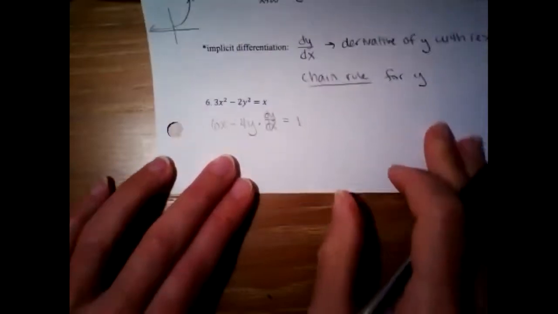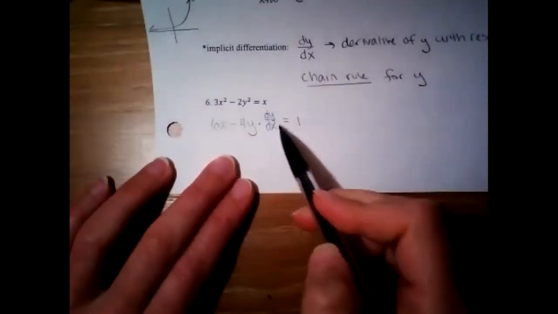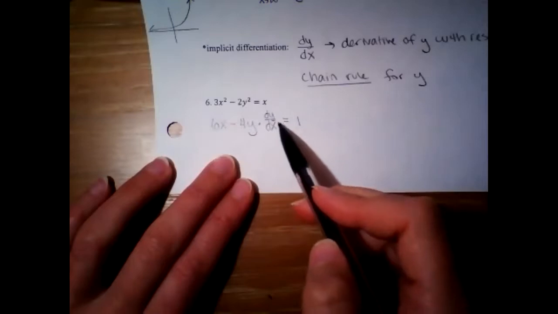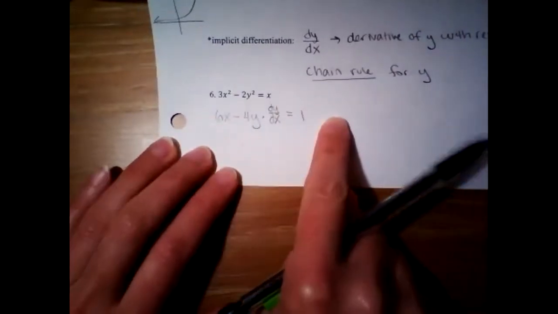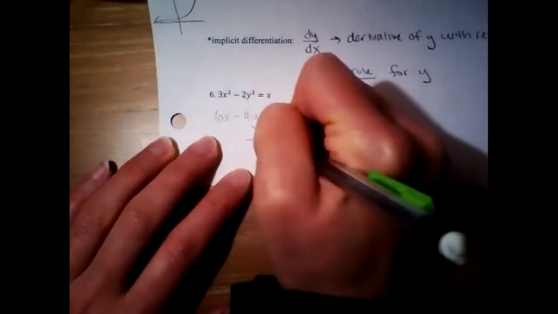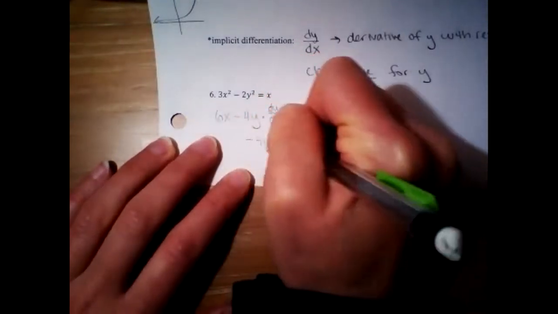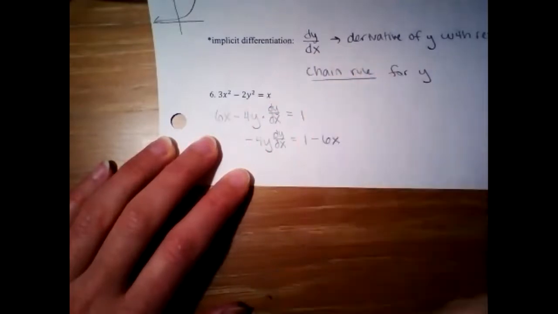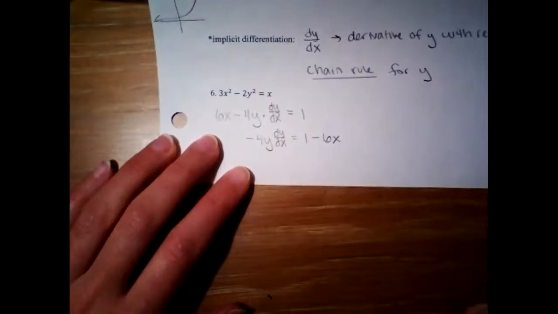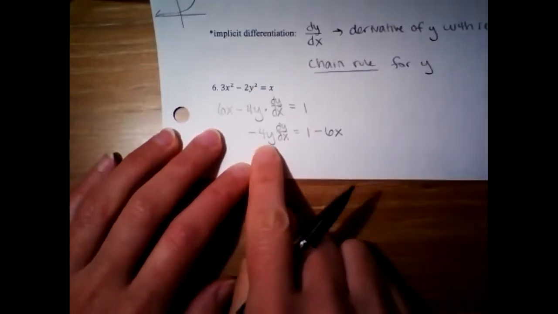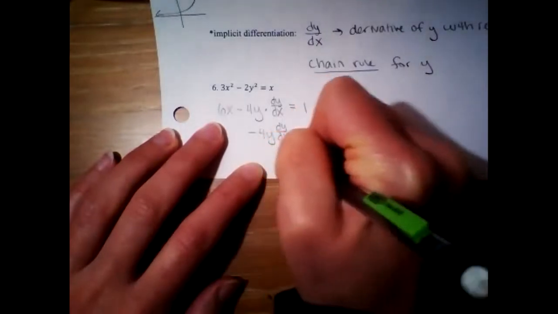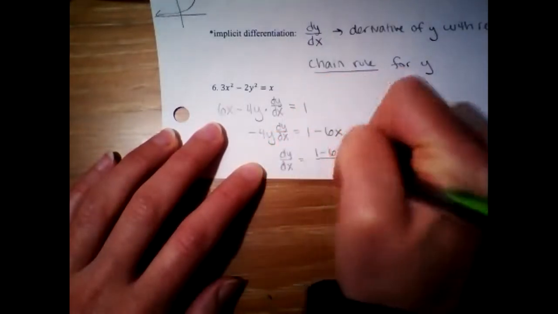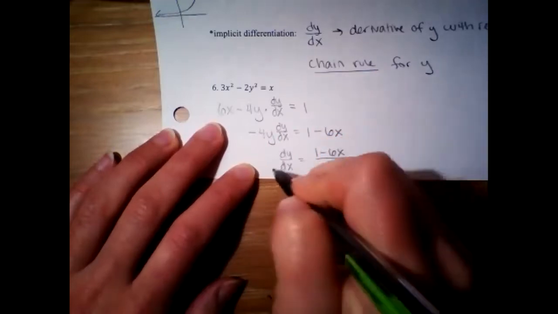All right, and then what you need to do is get dy dx by itself. So the rest of this is just a whole bunch of algebra. So I'm going to minus over the 6x. So I subtracted the 6x to the other side, so I've got 1 minus 6x, and then we're going to divide by the negative 4y. And that would be your final answer.